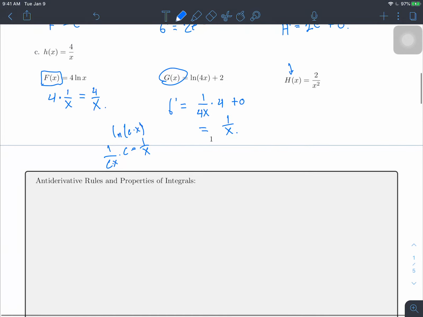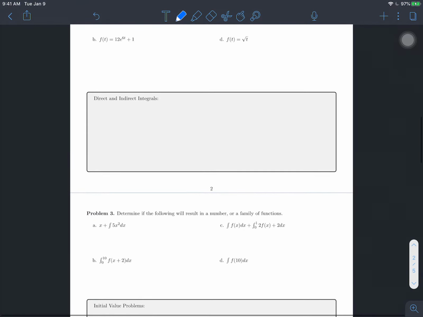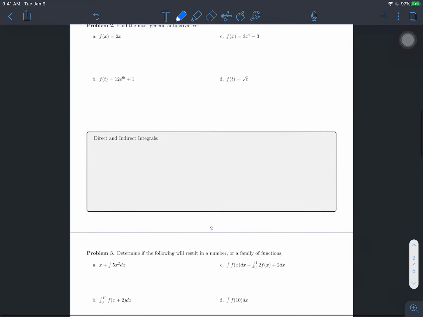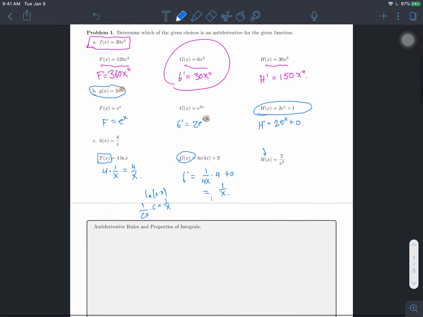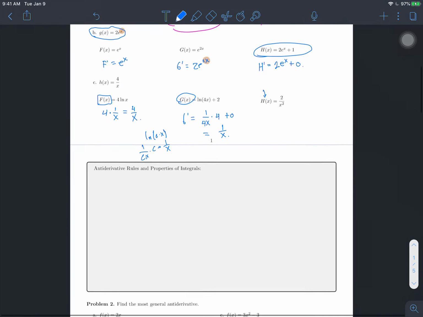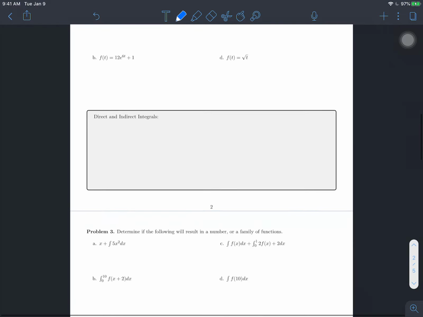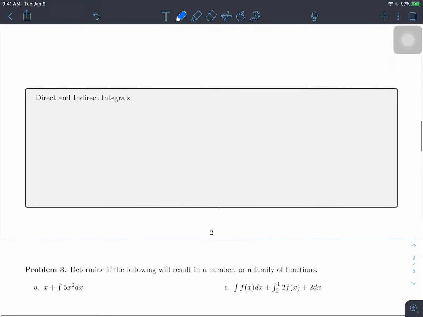So, antiderivative rules and properties of integrals. Hang on, let me make sure that I want to say this. Okay, first I'm going to talk about definite and indefinite integrals. Okay, so here's something that I want to talk about. It's just notation. Okay, notation.